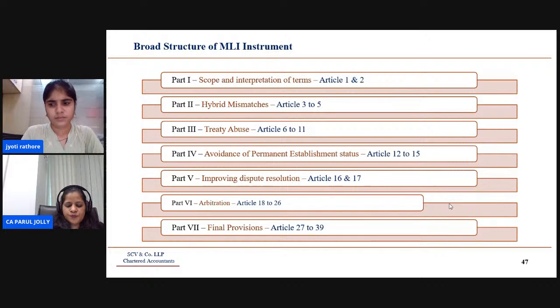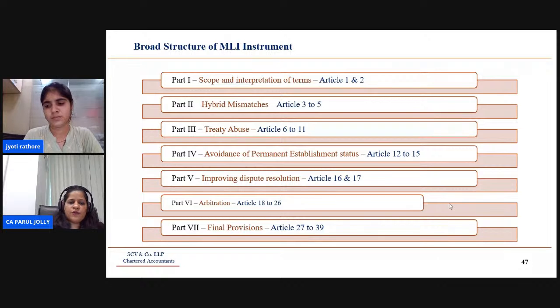Similarly, we have capital gain provisions wherein a lower rate is given provided there is a holding for a particular percentage of shares. Again, number of days of holding has been introduced. Then we have other anti-abuse provisions in Article 6 to 11.